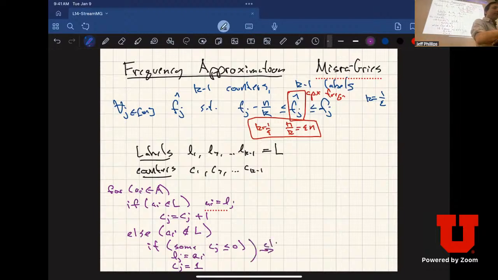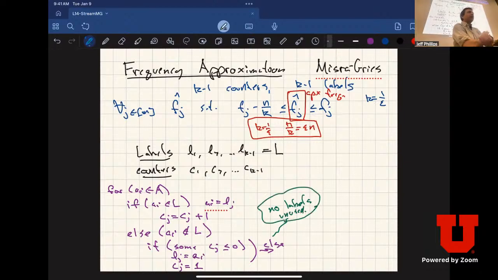Else, there's one more thing, and I'm running out of room at the bottom here. What if, and this is the case, no labels are unused? So what should I do if none of the labels are unused? Pick the label with the lowest count and get rid of it.